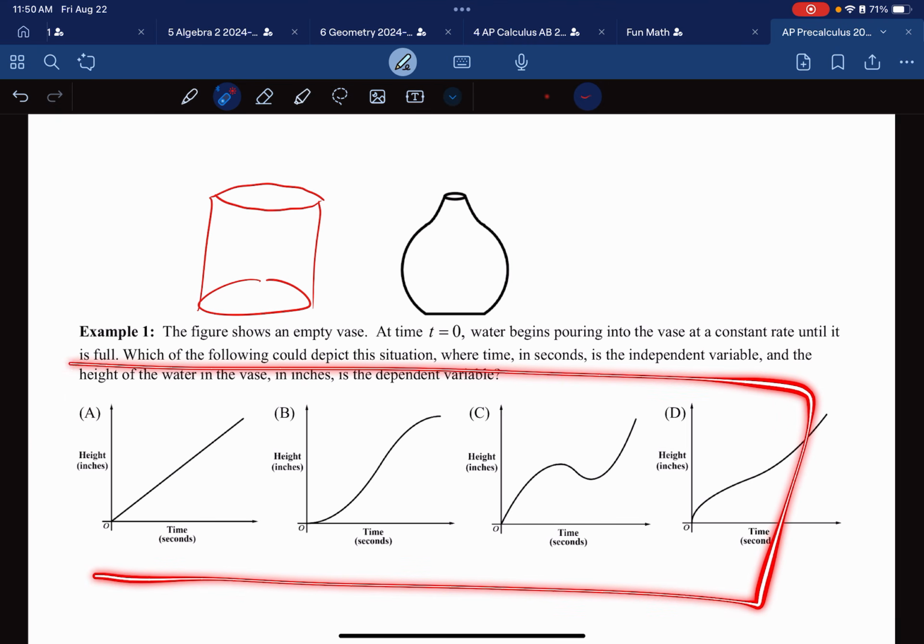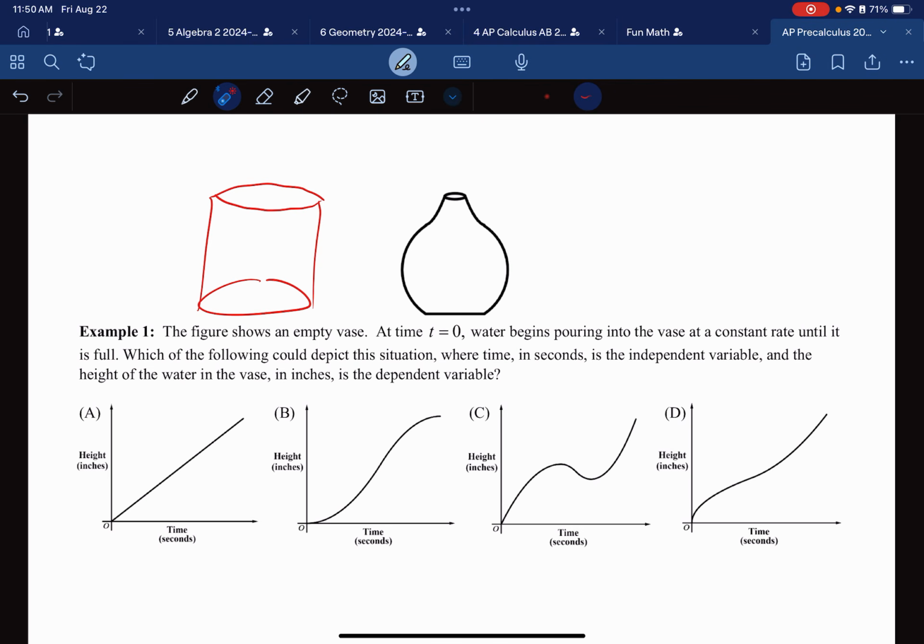Which of these 4 graphs could represent the rate of change or the height of the water being poured in at a constant rate into our vase? And I already gave you a hint. It's not this one because it's not a cylinder.